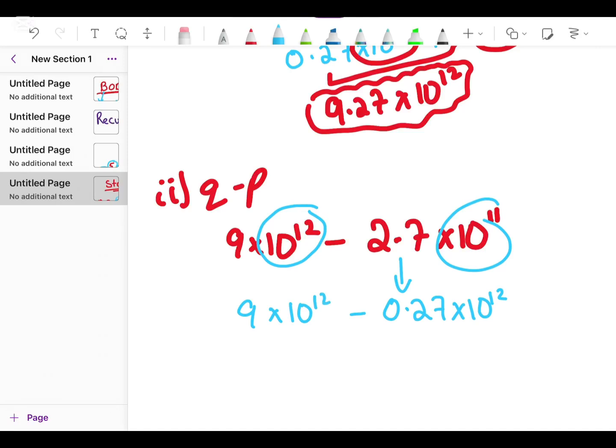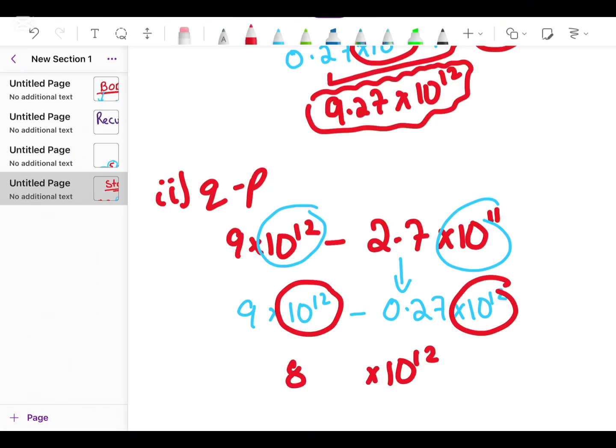Now you can see that the powers are same, so I will write multiply by 10 raised to the power 12. Now I have to just subtract the values. 9 minus 0.27 will give me 8.73. As I told you, I have already uploaded videos related to decimal points, fractions and indices, so please go through those videos. They are basic concept videos on how to subtract, add, multiply and divide decimal numbers. So you will get 8.73 when you subtract these two values.